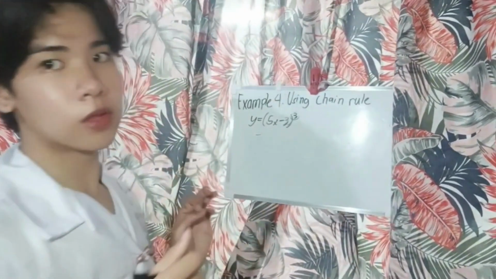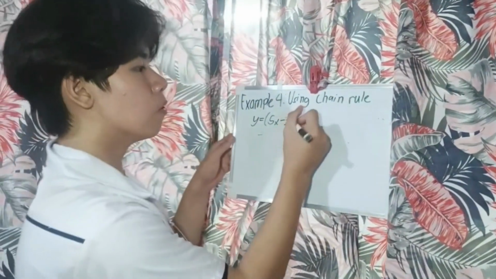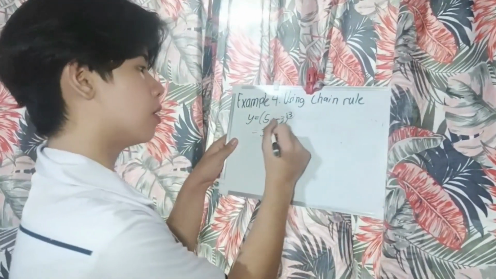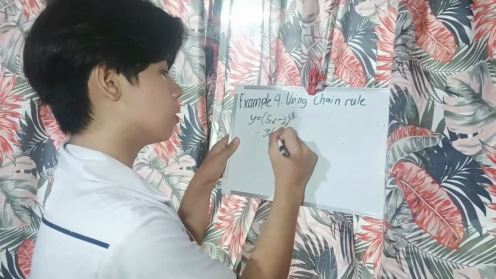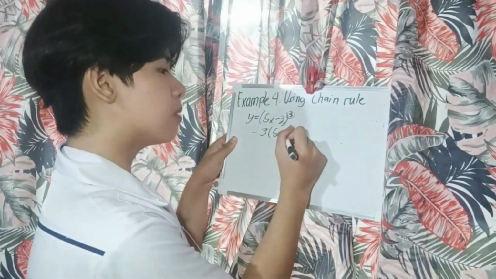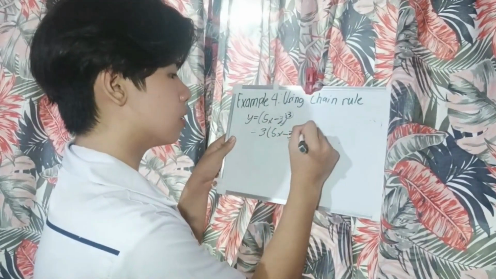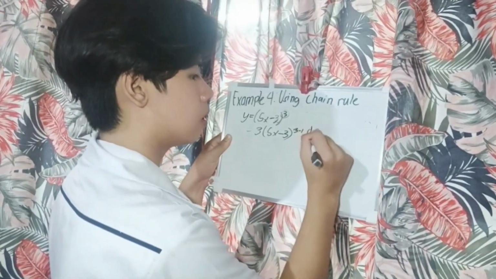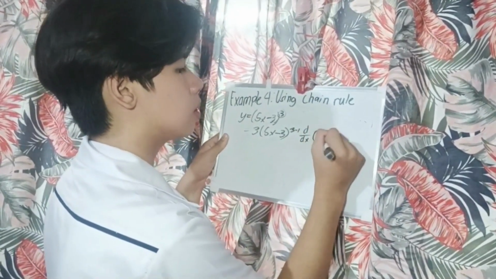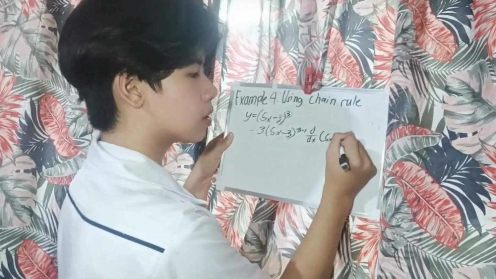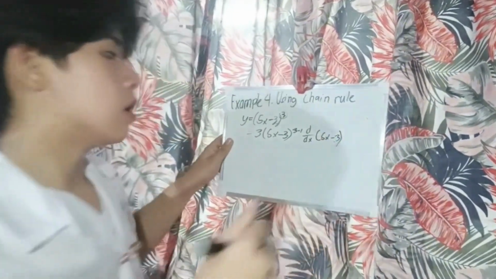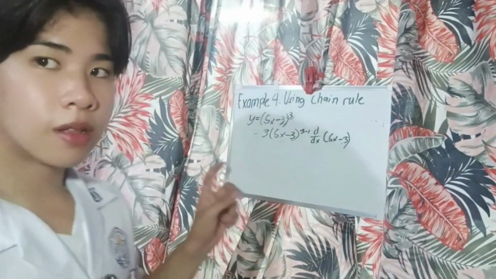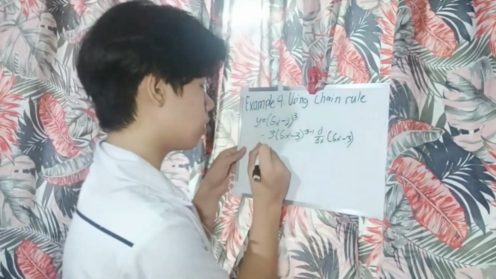But we really start off similarly to last time. So we copy the exponent and then we put it in front. And then we copy 5x minus 3, and 3 minus 1, and then the derivative of 5x minus 3. So we just need to solve this, and let's do it like last time.